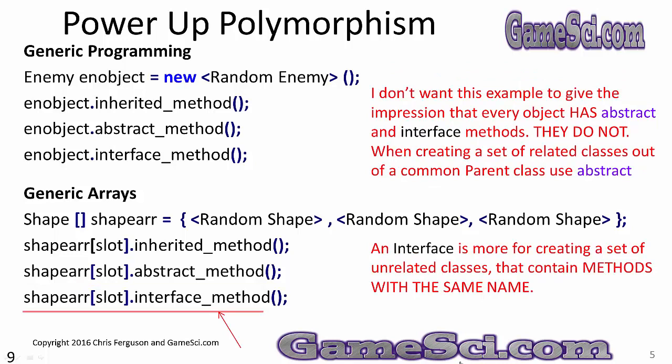I don't want this example to give the impression that every object has abstract and interface methods. They do not! When creating a set of related classes out of a common parent class, use abstract. An interface is more for creating a set of unrelated classes that contain methods with the same name.